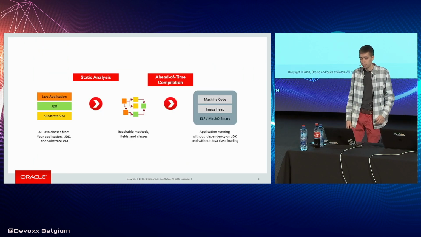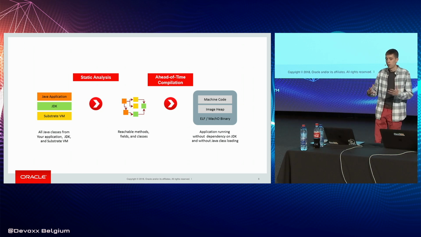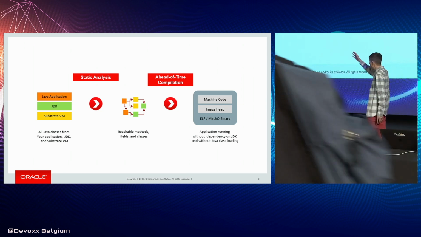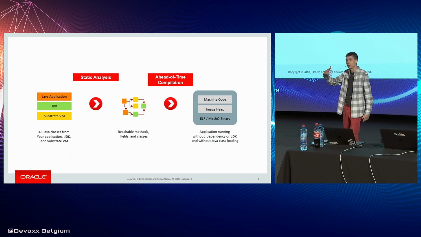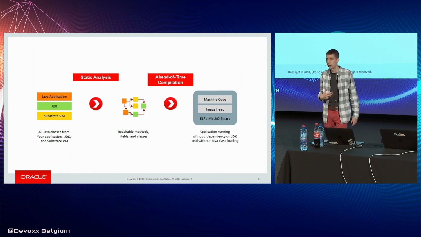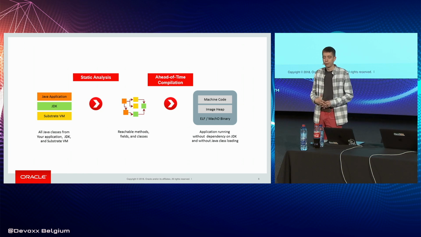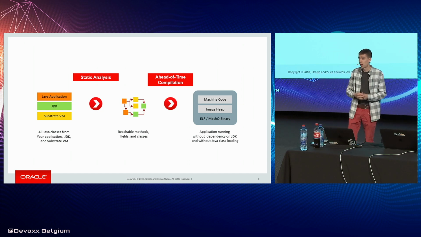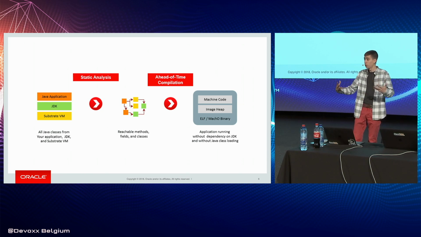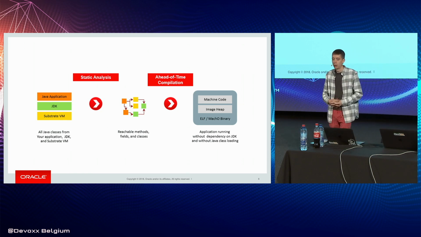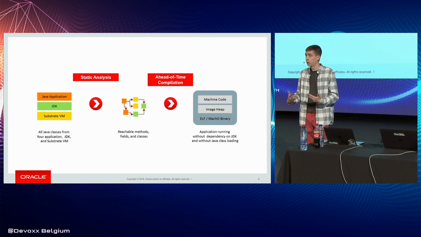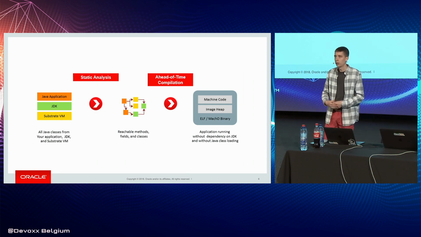So the way we do this is that we take a Java application, and we do a static analysis from the starting point of the application, from the main method, and we figure out every code path that is reachable from the main method. Because one of the issues with static compilation in Java is that if you compile the whole JDK into your final executable, it will be too big. So we want to figure out exactly what parts of the JDK your application is using, and then only compile those parts into the executable.